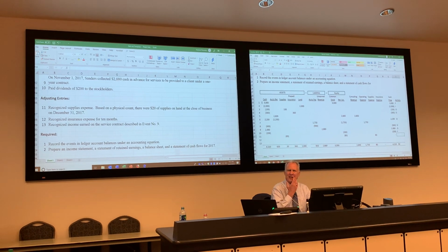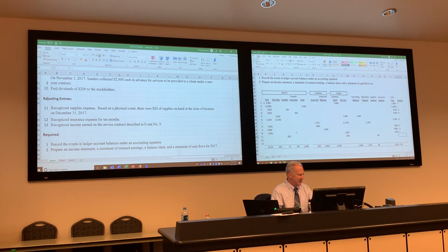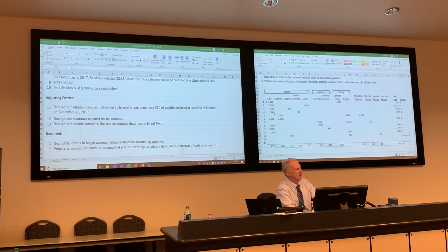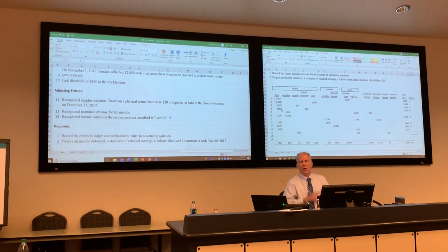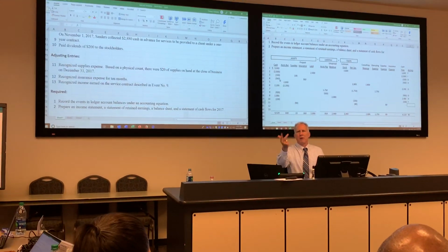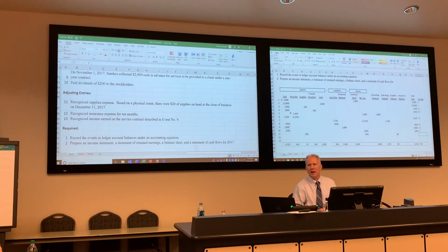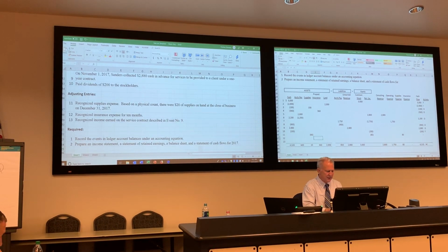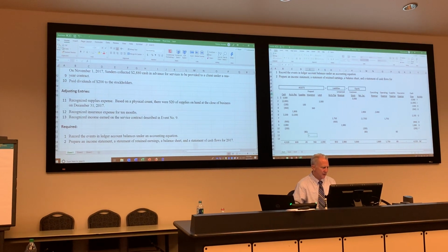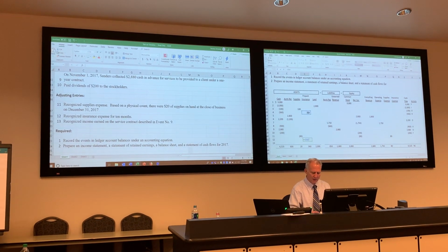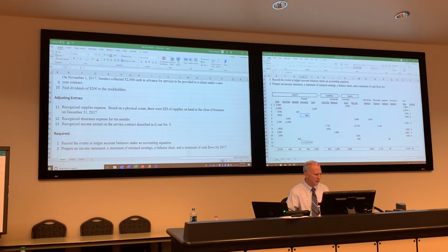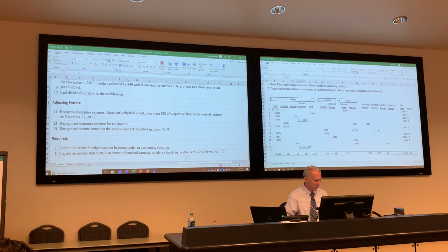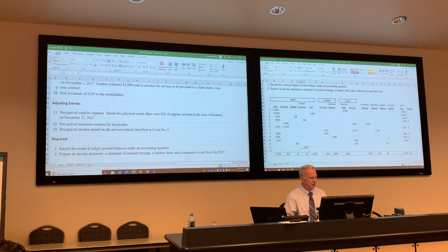Recognize insurance expense for 10 months. Back in transaction 4, we paid $360 for a year policy. It started March 1. We've used all of March, April, May, June, July, August, September, October, November, December. 10/12 of $360, right? So I need to subtract from my prepaid insurance $300, right?